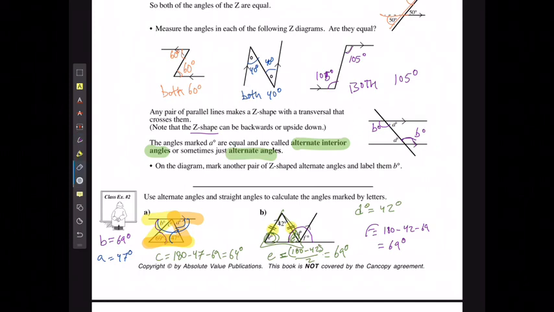I also could have solved that instead of using the straight line rule, stating that because I know this is 69 degrees, these two are parallel lines, and here's another transversal, I could have used my corresponding line rules, or that F-shape rules, to know that F and E are going to wind up being the same.